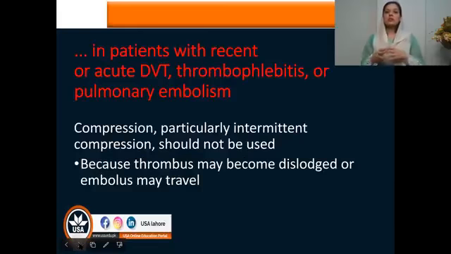The next point is we should not use compression in a patient with recent or acute deep venous thrombosis or thrombophlebitis, or in case of pulmonary embolism. Because, as we know, deep venous thrombosis is a thrombus that is attached to the walls of the vessels. If you apply compression, you are going to enhance the pumping action over it, and the thrombus can get dislodged. It may become emboli, and emboli may travel all over the circulation and cause obstruction anywhere.